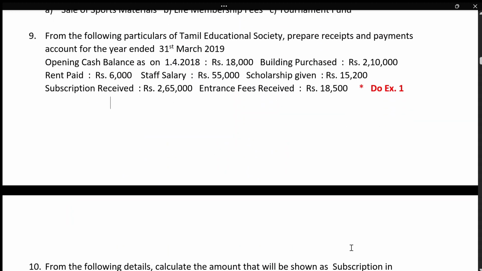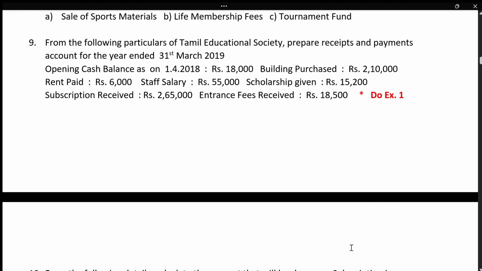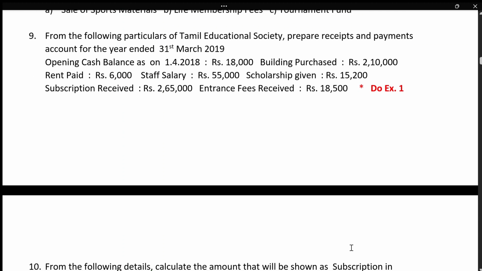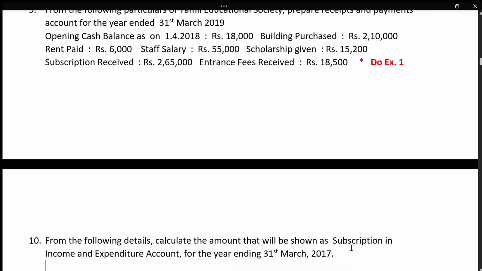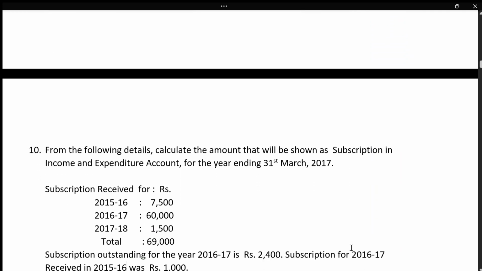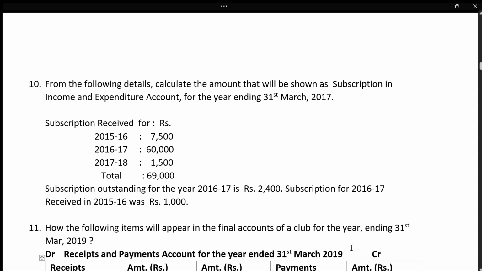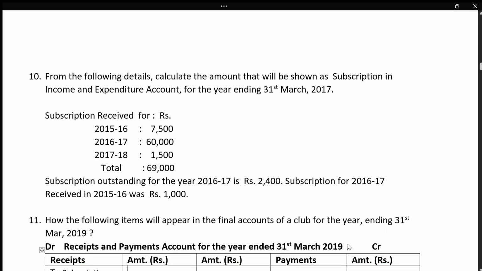Then chapter 2: how the following items are dealt with in the final accounts. You have to say where it will be shown in the final accounts. Next, this one is a very easy sum for receipts and payments account. And these all are related to subscription. All these are simple, small 2 marks, 3 marks sums, adjustment with adjustment.